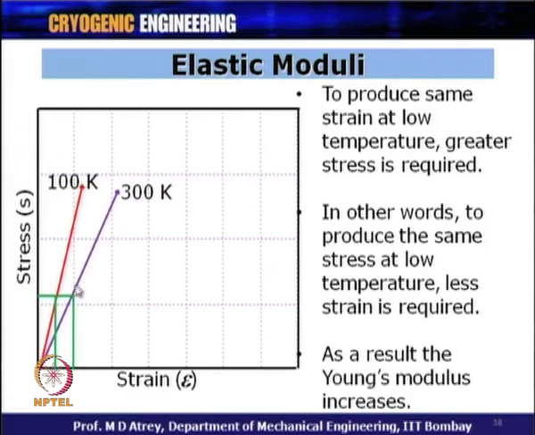What does it mean? The stress upon strain at lower temperature is more, and as a result the Young's modulus will increase at lower temperature. Because my strain values are less at lower temperature for the same stress. So, stress upon strain at low temperature is going to be more as compared to higher temperature, which means that Young's modulus will increase at lower temperature.